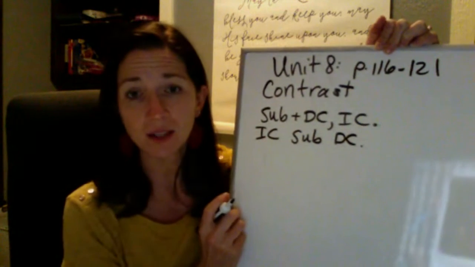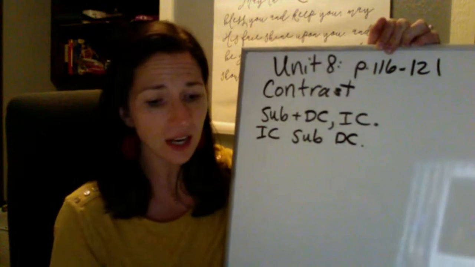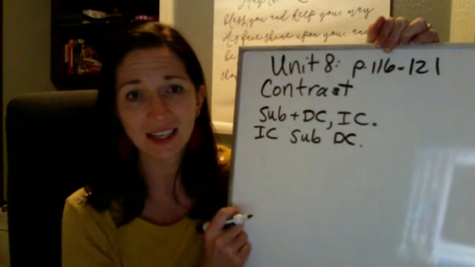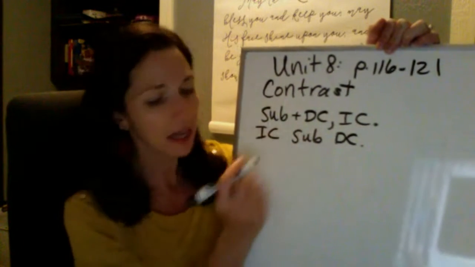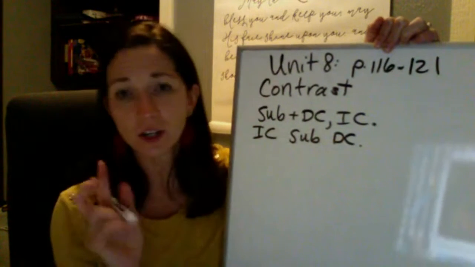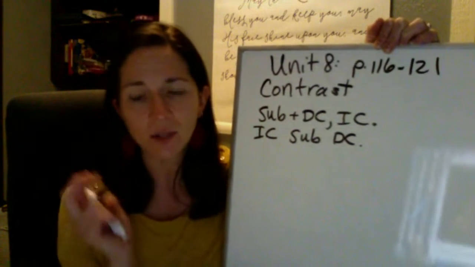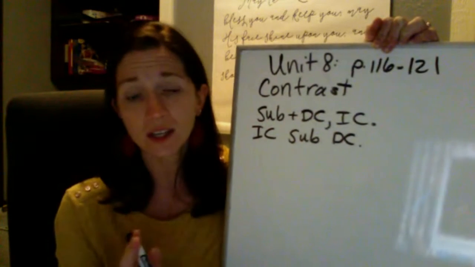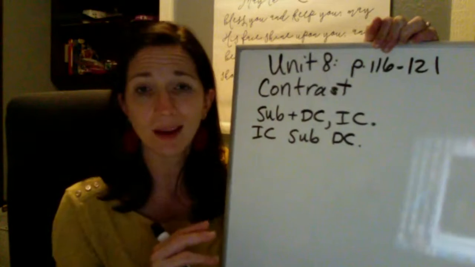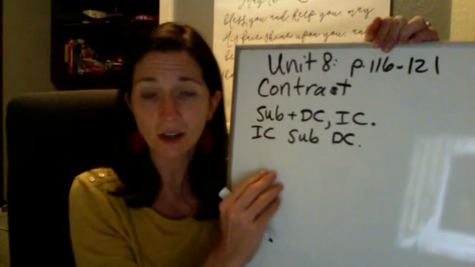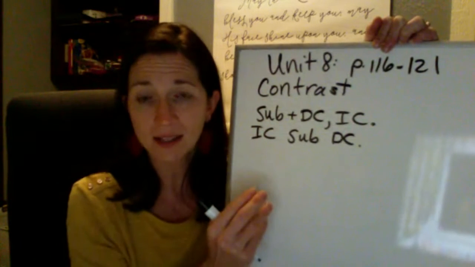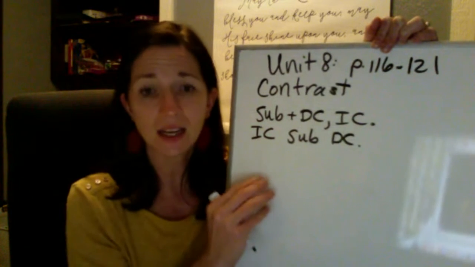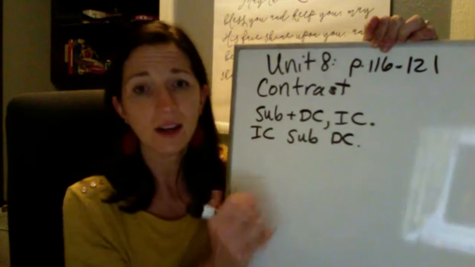All right, so let's talk about some of these subordinators, and these are going to be actually at the beginning here on page 116. All right, and so there are two different types. So remember in class we said, first we need to decide, is it a subordinator or is it a transition word? And that is dependent on the sentence structure and the clause, okay? Is it introducing a dependent clause or not? If it is a subordinator, then we have two types.